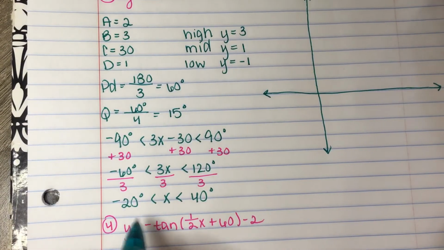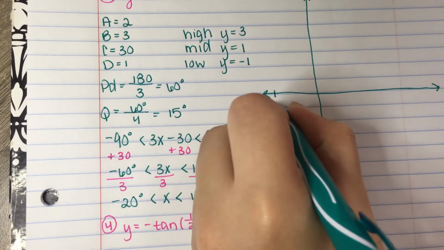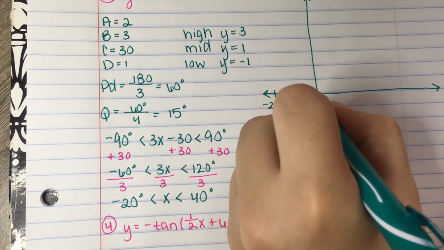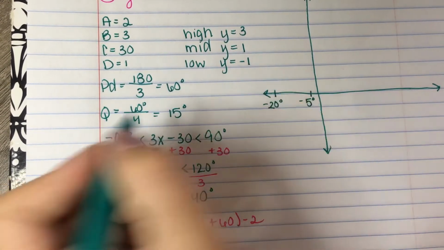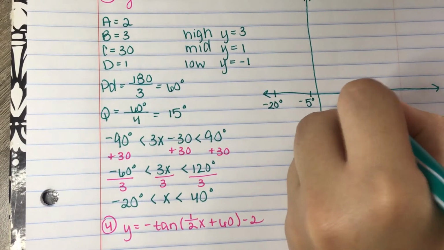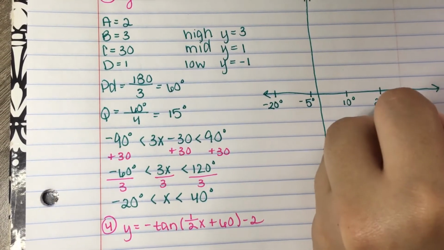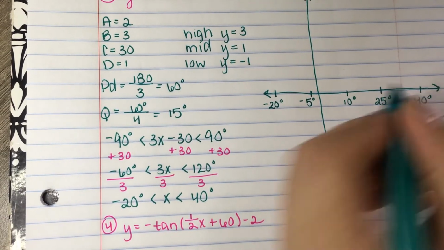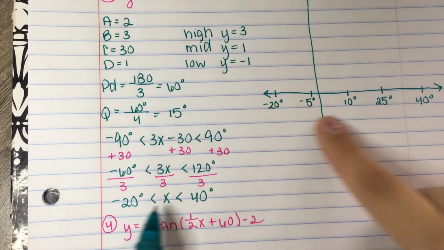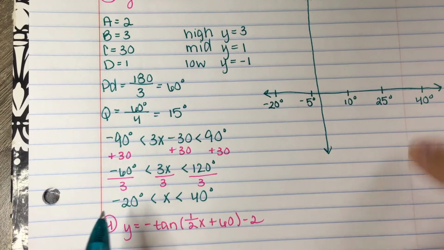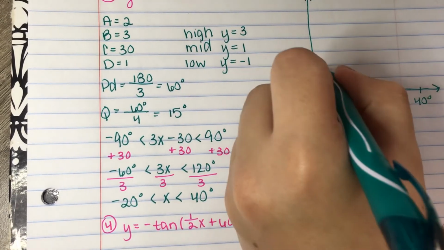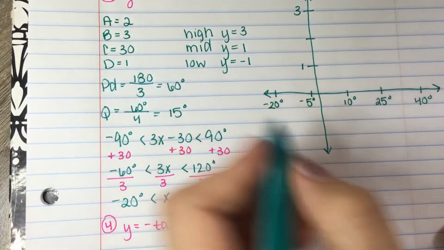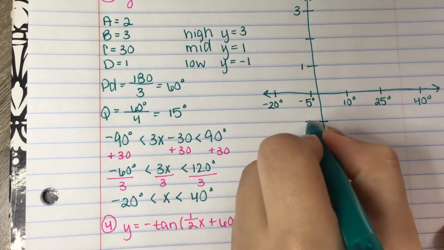All right, let's start on that first asymptote, and we have negative 20 degrees. And I'm going to add my quarter. I'm going to add 15 degrees, and I'm going to get negative 5 degrees. I'm going to add 15 degrees, I get 10 degrees. I'm going to add 15 degrees, I get 25 degrees. I'm going to add 15 degrees, and I get 40 degrees. And then I should see that my starting point is negative 20, and my end point is my other asymptote of 40. And then I have my midpoint at 1. I have my high point at 3, and I have my low point at negative 1.